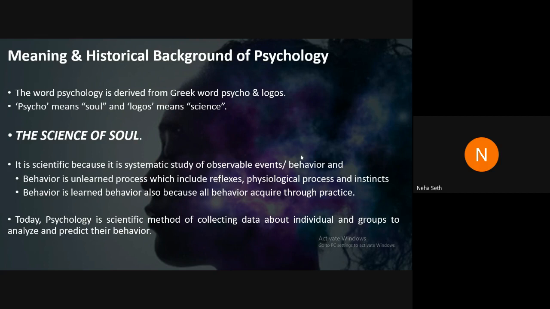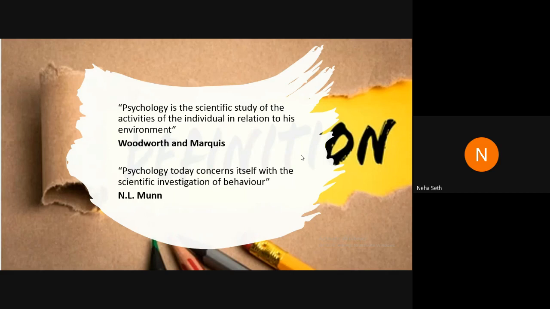In today's world, psychology is basically termed as a scientific method of collecting data about individuals and groups to analyze and predict their behavior. Okay, we generally collect the data from a group of people. It is not about one single person. It is about a group of people from whom we collect the data, we analyze the data, and we finally give our prediction about the behavior. We try to generalize the results that we are getting.